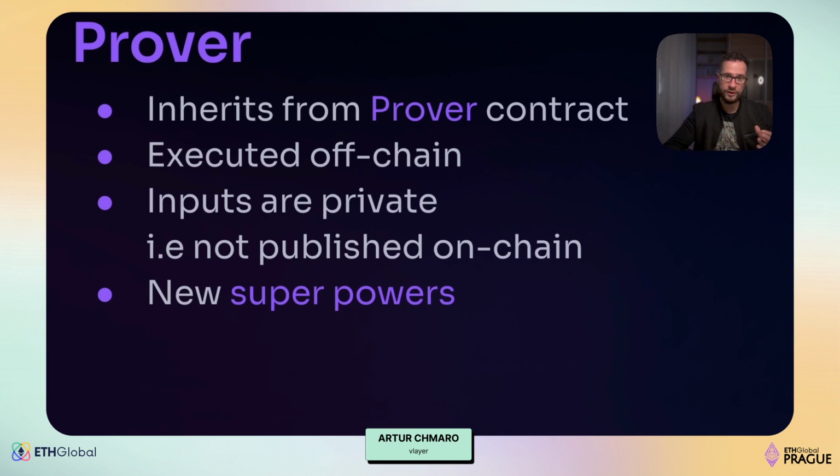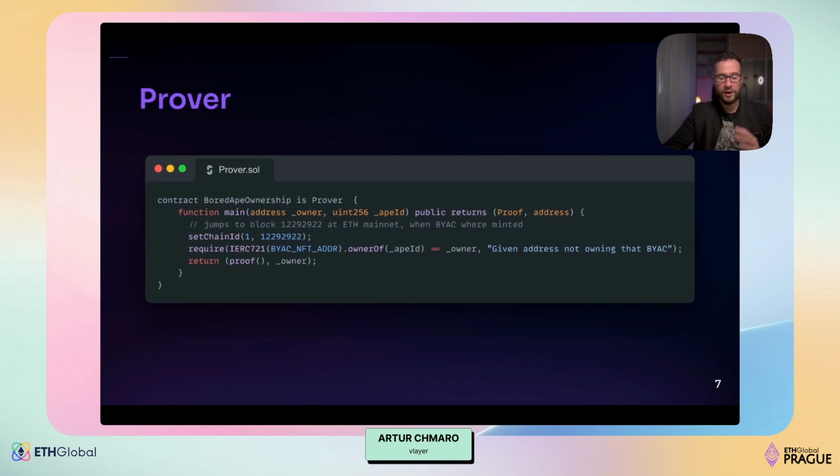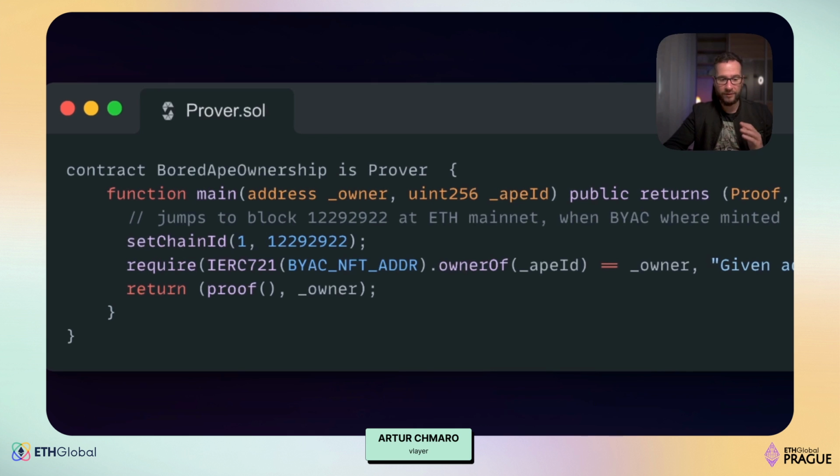So you can jump to some specific block numbers, or you can deal with JSON or email messages inside your Solidity code. Here is an example of the prover. We have a Bored Ape ownership checker, which jumps to Ethereum mainnet to a specific block number with the setChainId function. Then we are getting the owner of the NFT not from the current block, but from the specific block we jumped to before. So any invocations of other functions after setChainId would be executed in the context of this specific chain and this specific block number.